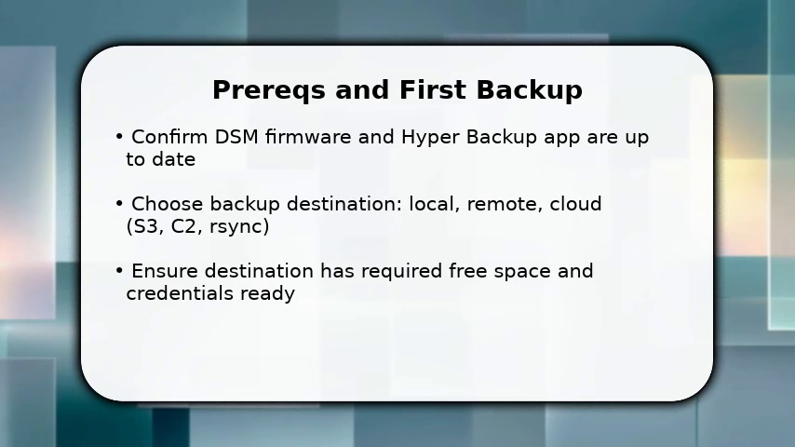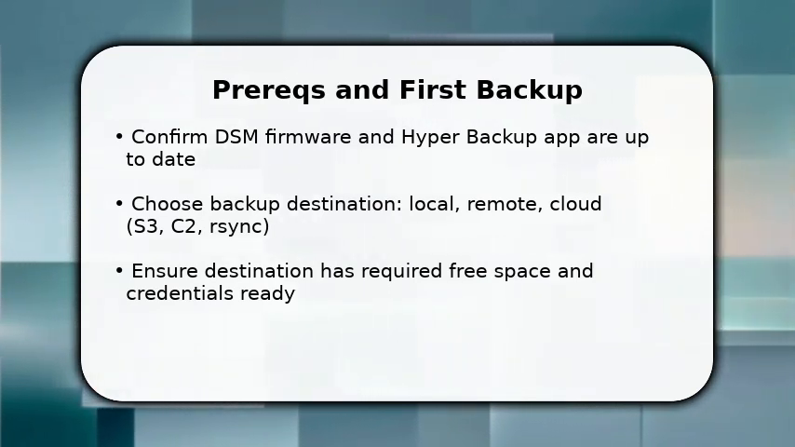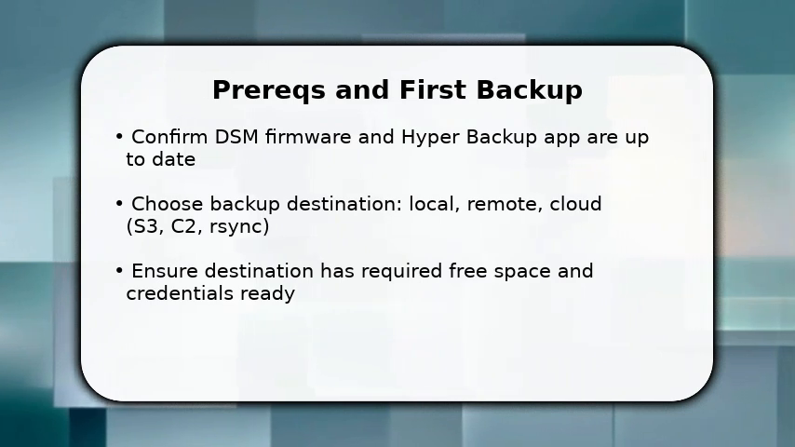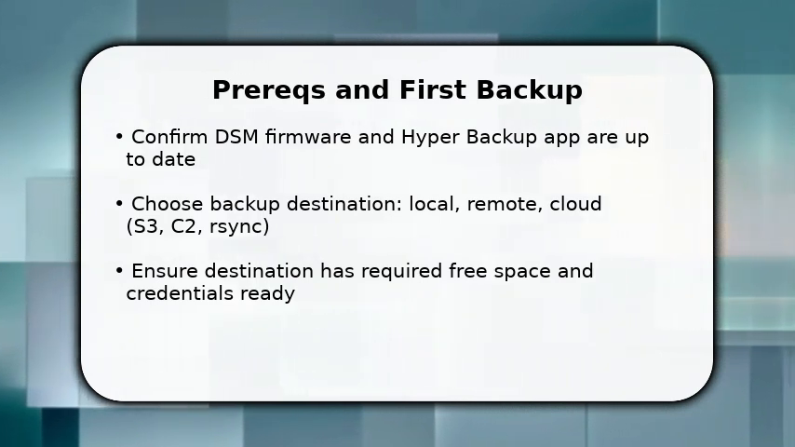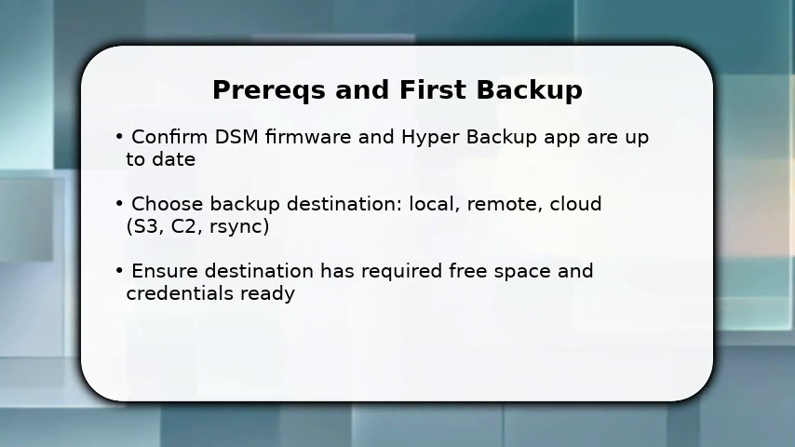You'll start by confirming prerequisites. DSM and Hyper-Backup must be updated and the target storage reachable. Next, open Hyper-Backup and click Create to begin a new task. Choose your destination type and authenticate with credentials immediately so you don't interrupt flow.